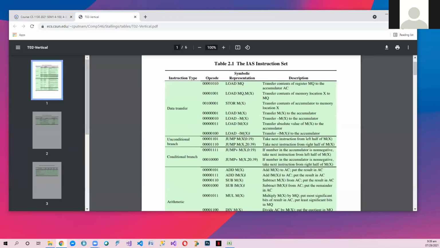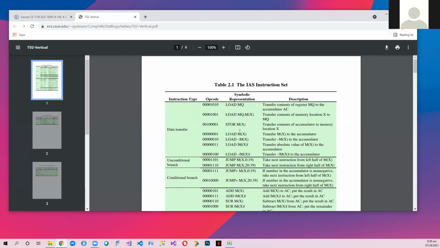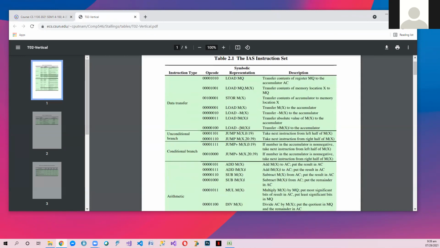So we have the instruction set. Can you see that? You can also open this on your side. You see we have similarities with the instruction set of the analytical engine by Charles Babbage. However, there are differences, especially that there are more instructions.